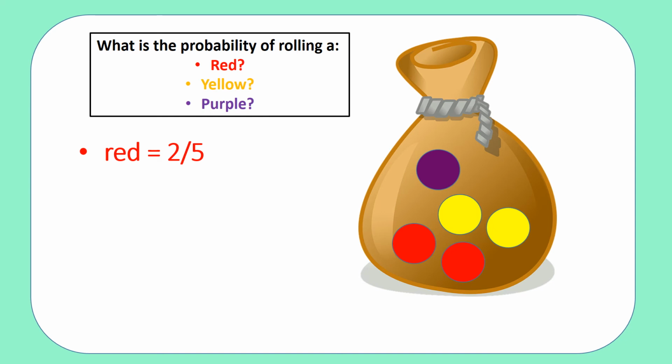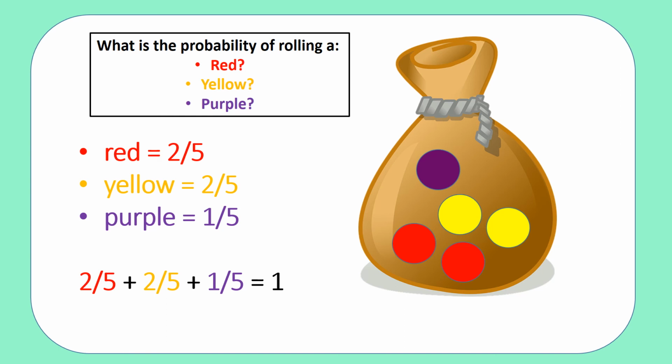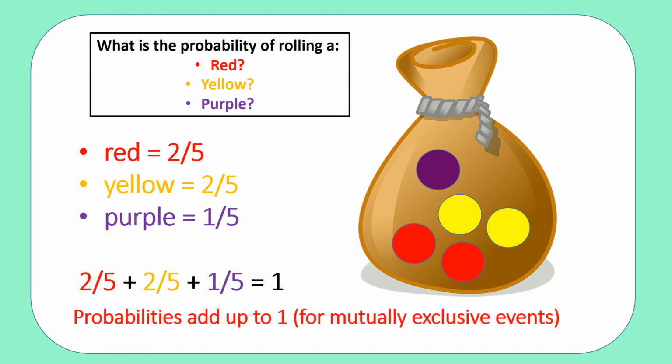So the probability of picking a yellow, again, 2 out of 5 because there's 2 yellow. And what do you think for purple? That's right, it's 1 out of 5 or 1/5. And what you'll notice is that all of those fractions add up to 1 because it's certain that you will pick one counter. And this is for mutually exclusive events, which if you carry on to GCSE, you'll learn a bit more about.